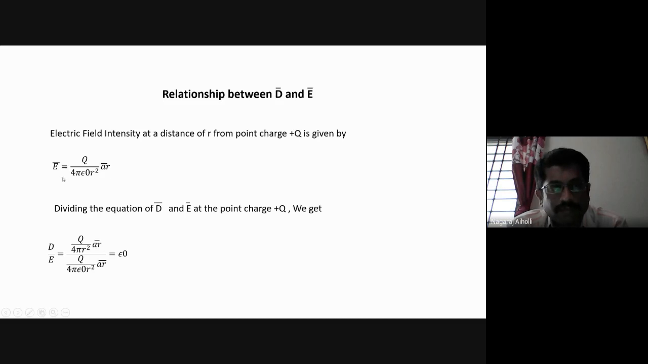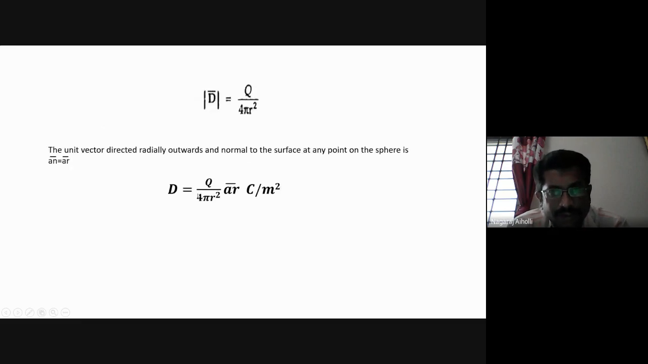Okay, this is the formula of the electric field intensity. We have discussed this in the previous 2 classes. E bar is equal to Q by 4 pi epsilon naught R square AR bar. Then what is the formula for the electric flux density? That we just now wrote down. D is equal to Q by 4 pi R square AR bar Coulomb per meter square. Here there is no epsilon naught term in the electric flux density, whereas in the electric field intensity formula, there is an epsilon naught term. Let us see what will be the relationship between D and E.